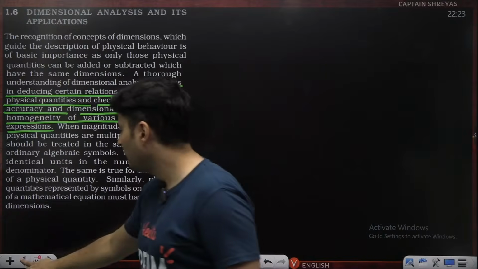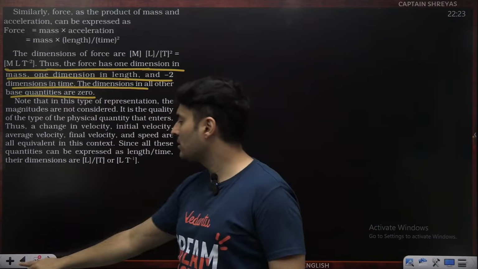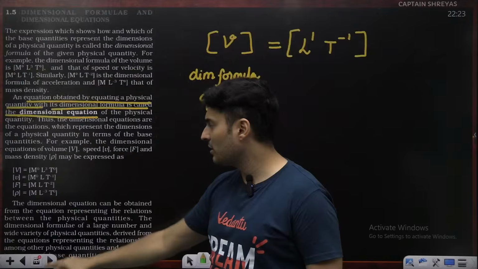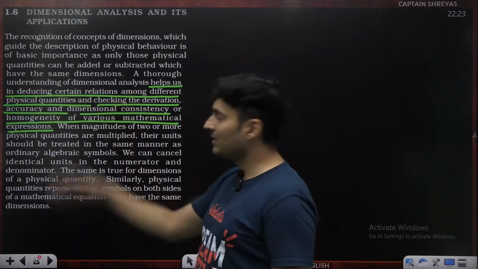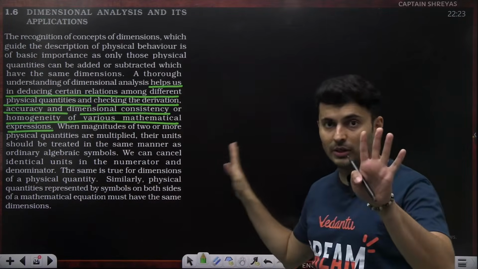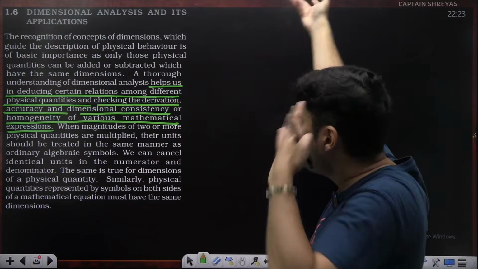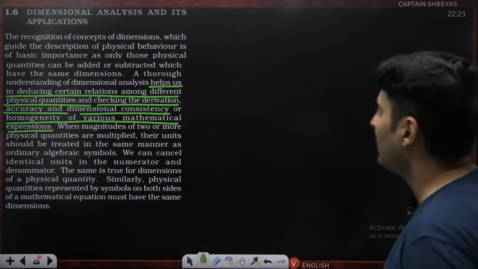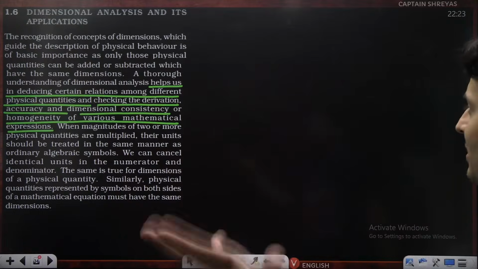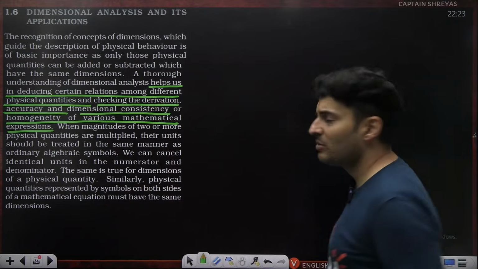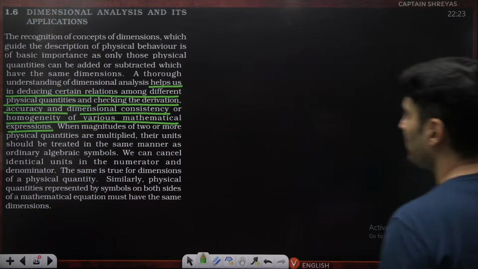You might be wondering, right? What is the use of finding these dimensions? Why did I find these dimensions? What is the use of this? The use of this is the following. We'll be talking about it. Don't worry if you're getting scared. So what does this homogeneity mean? What does this consistency of dimensions mean? What does this deducing relationships mean? Don't worry, we'll be talking about it.